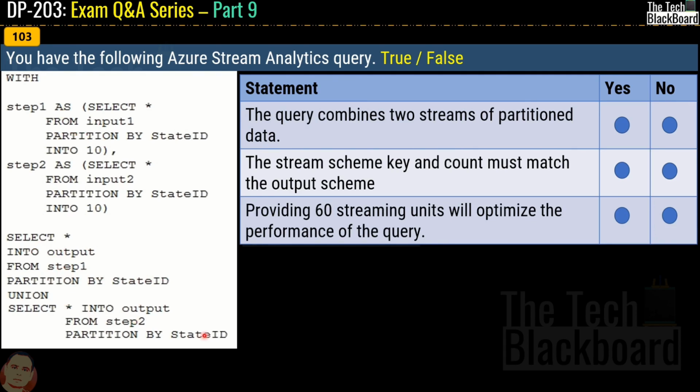Now based on this query, you have to answer these statements. The first statement is: the query combines 2 streams of partition data. You have to tell whether it's a correct or an incorrect statement.